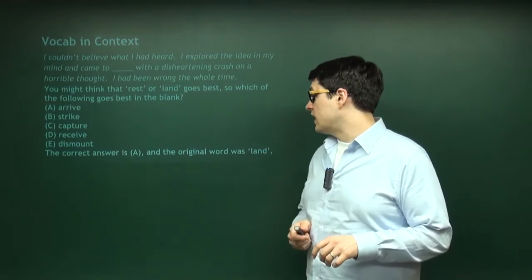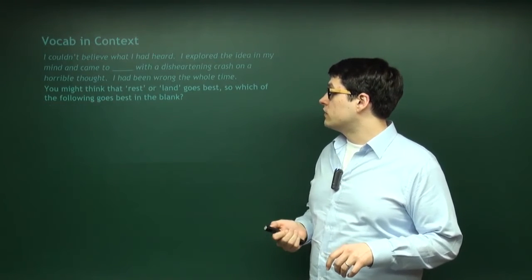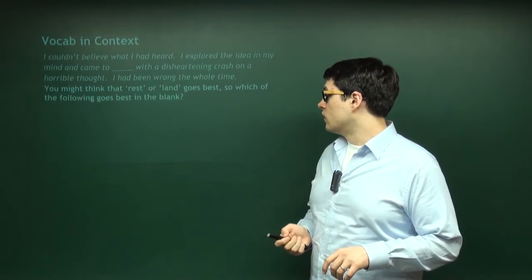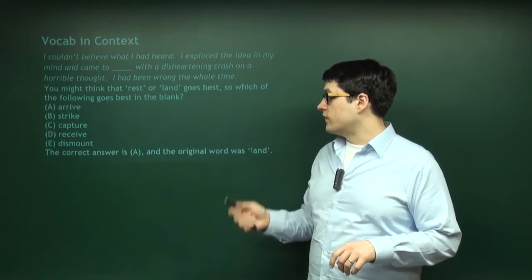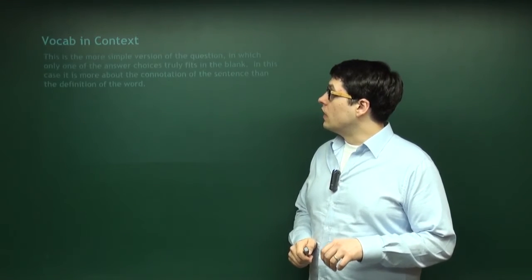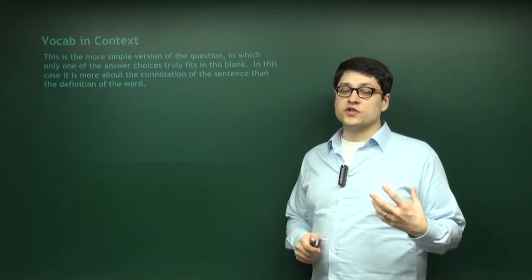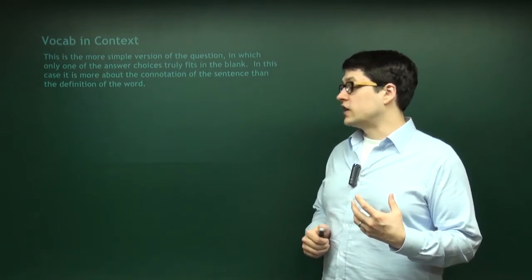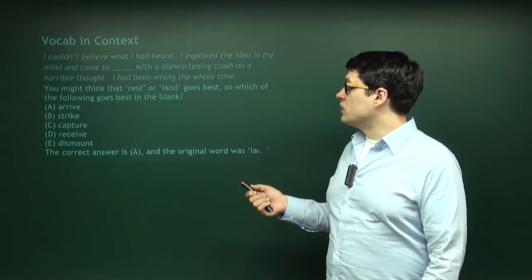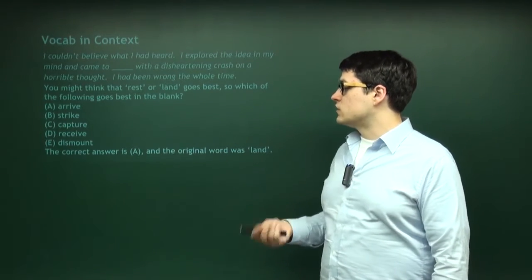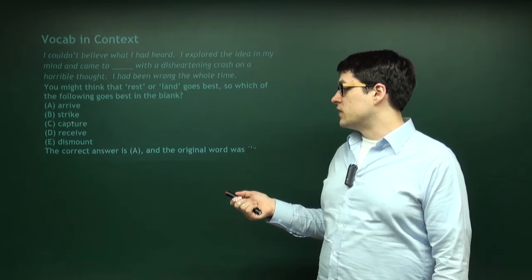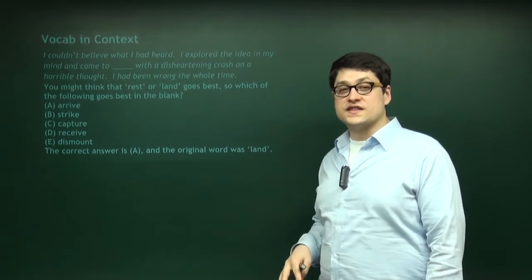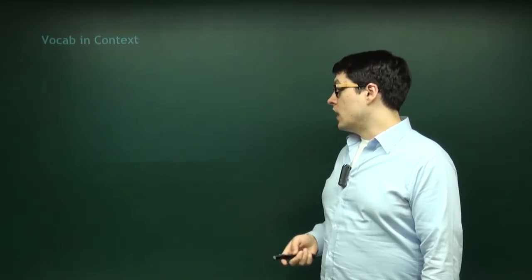So the correct answer was A. The original word that I had put in this blank was land. The original word in the question was land. And arrive is the correct answer. This is a more simple version of these questions. They can get a little more complicated. The answer choices are a little more tricky, because if we look in this question, I came to strike with a disheartening crash. So it doesn't really make a lot of sense. Capture certainly doesn't make sense. Receive and dismount, none of those really make a lot of sense if you plug them in.